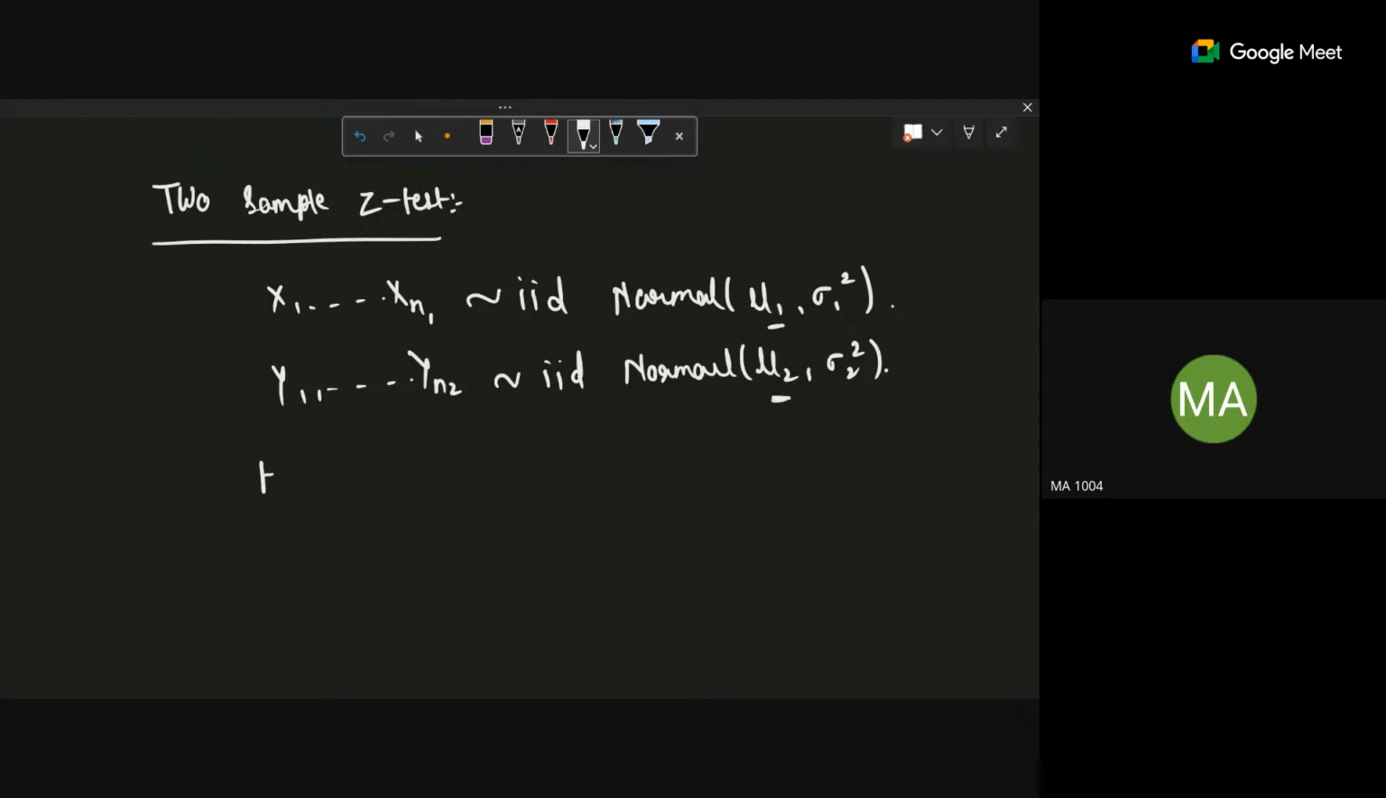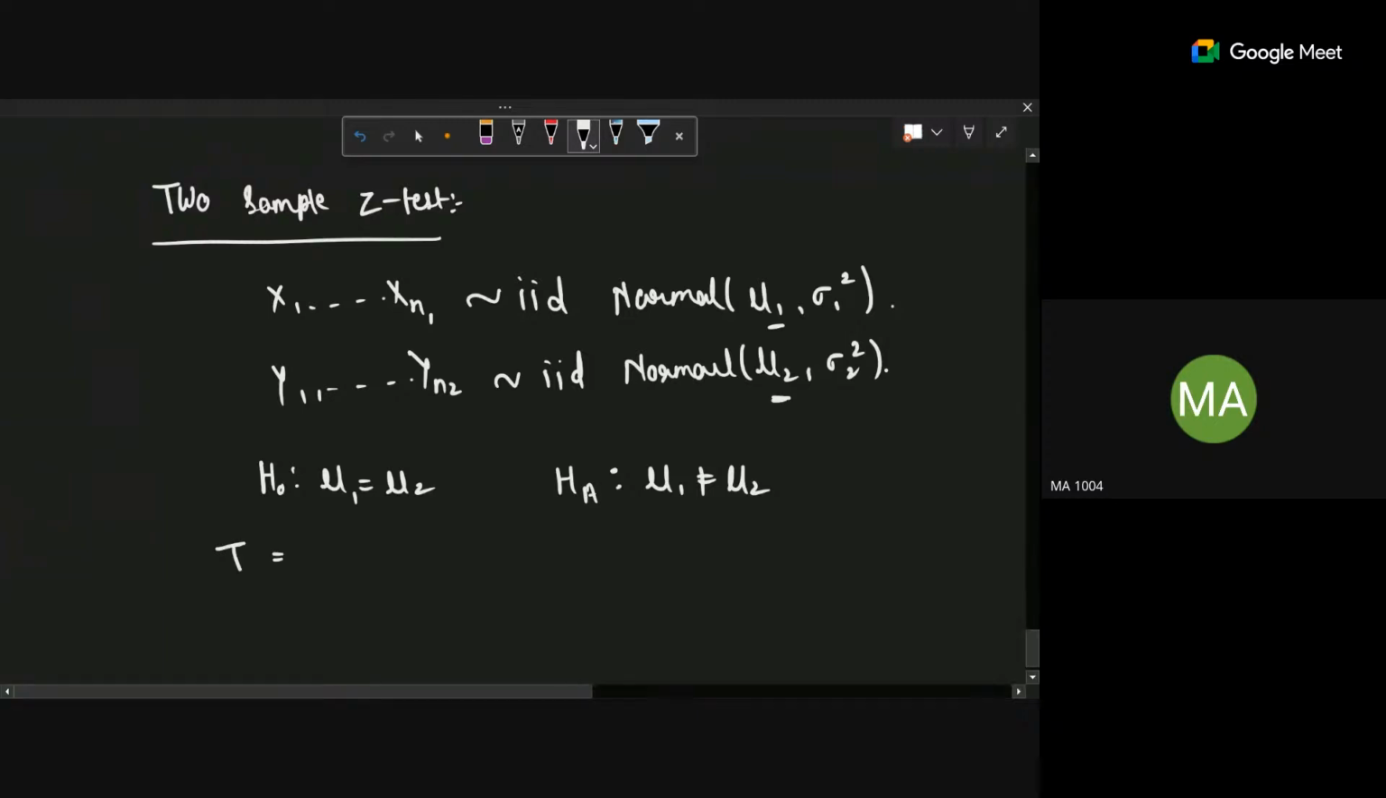That means this nu1 and nu2, are they the same or not? So our null hypothesis is nu1 is equal to nu2, and obviously the alternative hypothesis is that nu1 is not equal to nu2. Then we are dealing with the means of two samples, right? Two different kinds of sampling, xi's and yi's.